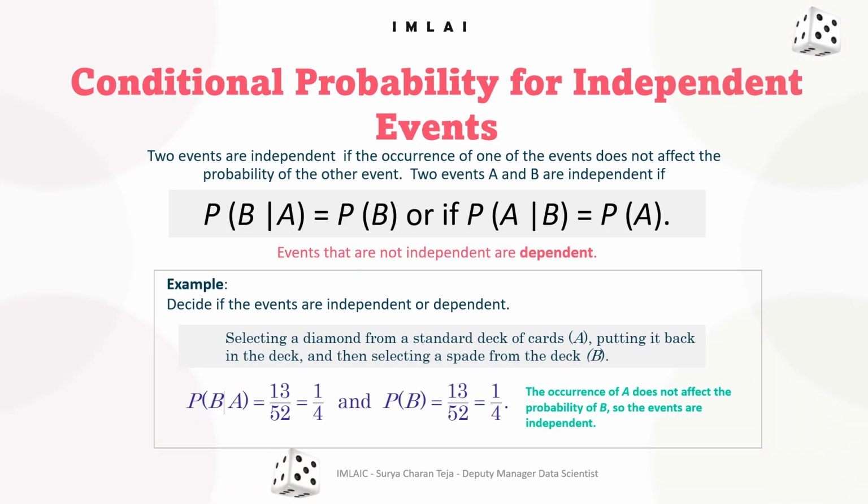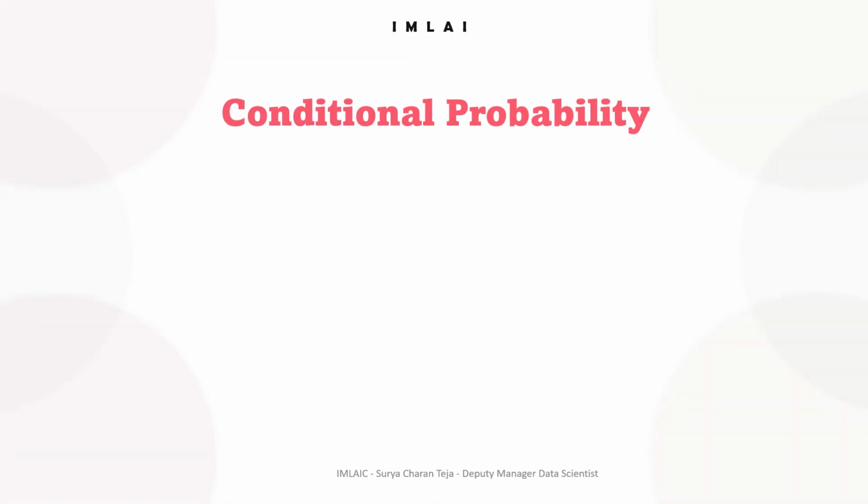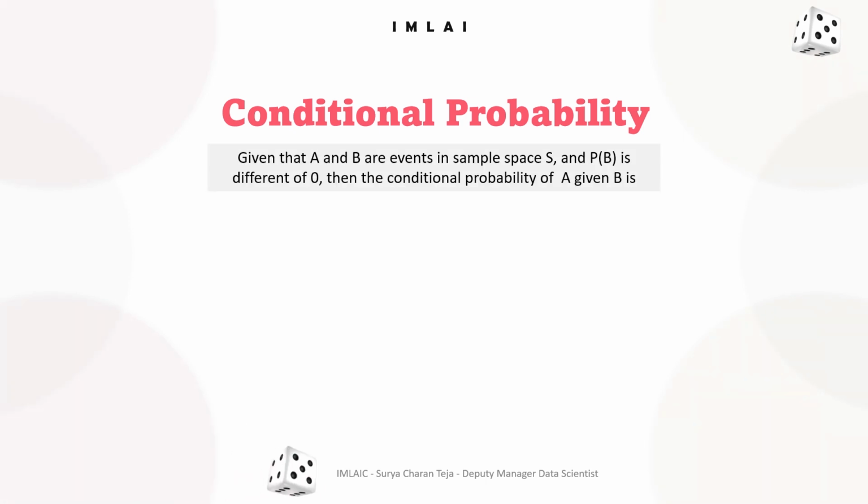Now it's time to address the elephant in the room. So that's the conditional probability for dependent events. That's where the fun comes. So conditional probability is the probability of an event A occurring given that another event B has occurred. It is denoted by P of A vertical bar B and read as probability of A given B.